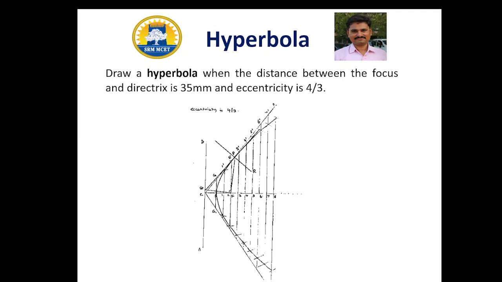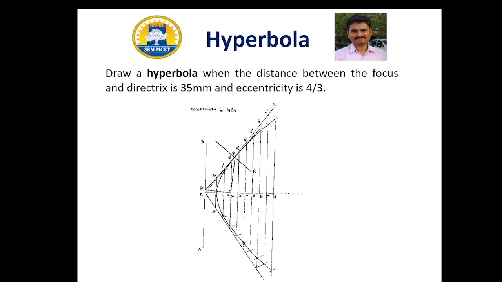Next, mark a point 1 on the axis and draw a perpendicular line through 1 to intersect 1 dash on the inclined line. With focus F as the center and the length 1 1 dash as radius, draw an arc cutting the line through 1 at points 1 1 and 1 1 dash.